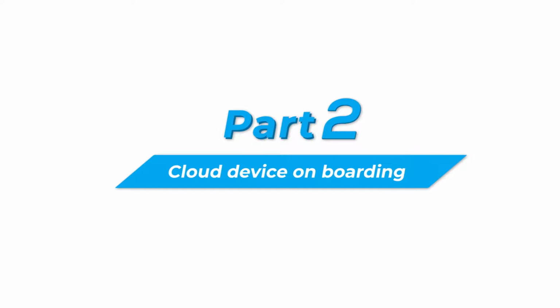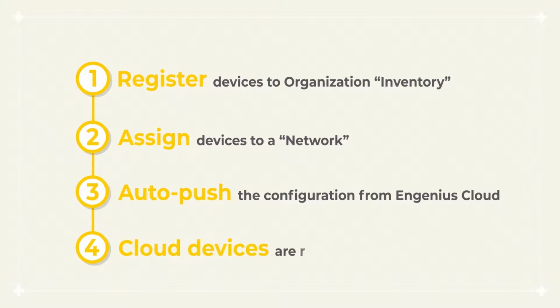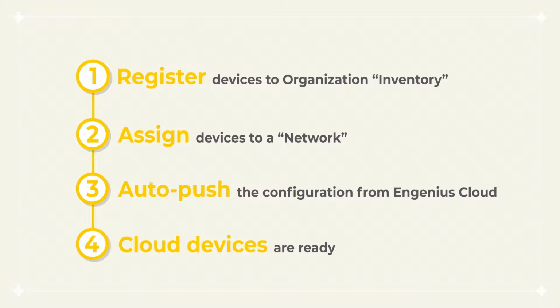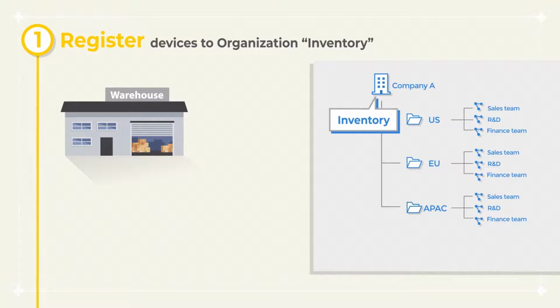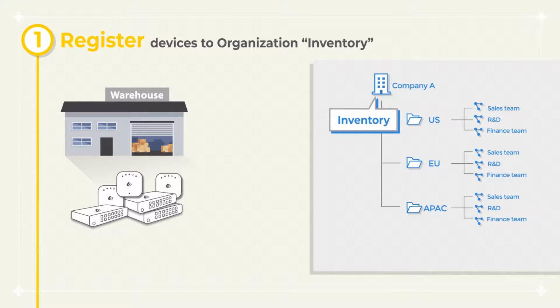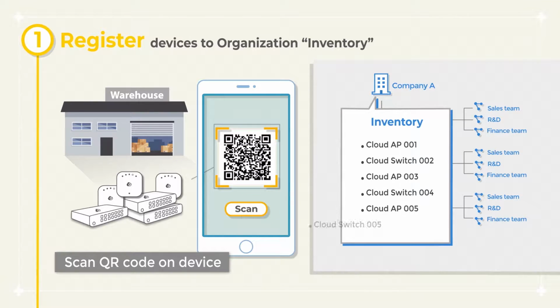Once you've created a cloud organization and networks, it's time to connect your devices to the cloud. Register your device, assign to a network, and auto-push network settings from the cloud. First step is to register the device to EnGenius Cloud. Scan the QR code on your device or enter the serial number manually to see the device added to the organization inventory.